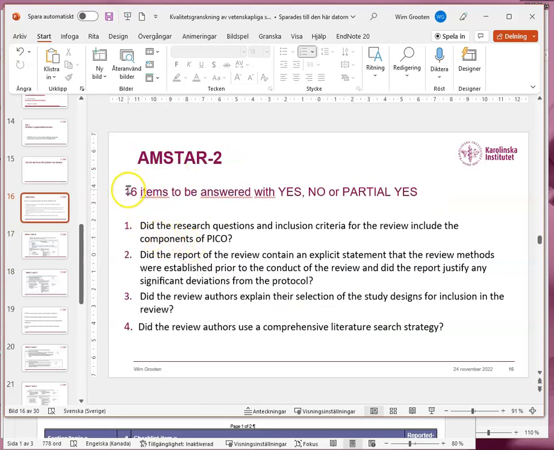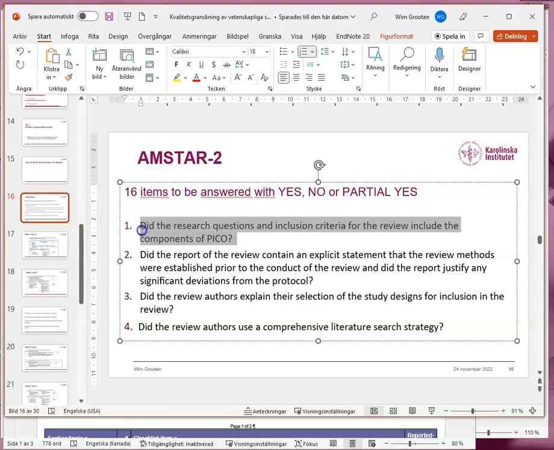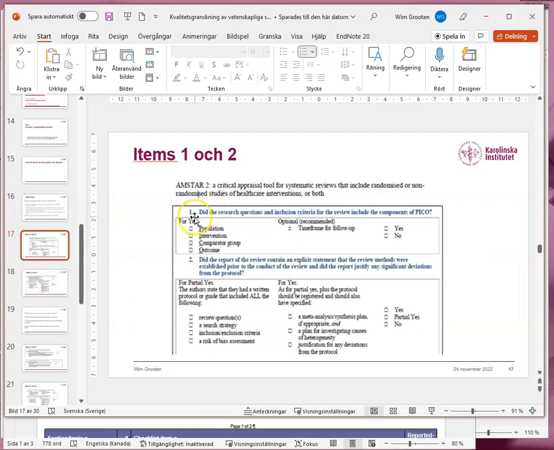In this small PowerPoint, there are 16 items, and the first 4 I put together. The first one is about judging whether the research questions and inclusion criteria include the components of PICO. So we check over here. This is also one of the documents available from the website, where you have to see if the population should be there, the intervention should be there, the comparator group should be there, and the outcome should be there, and if possible, the time frame for follow-up.